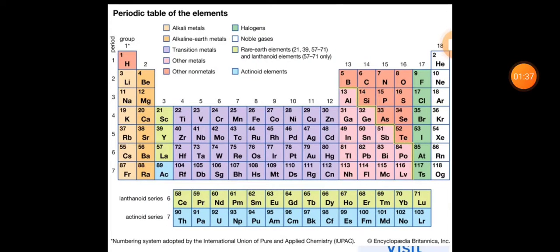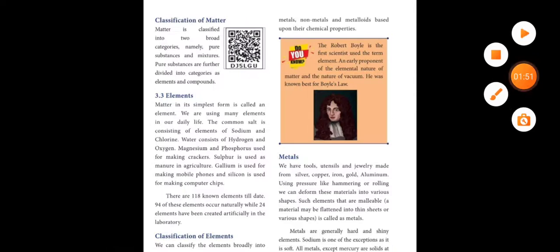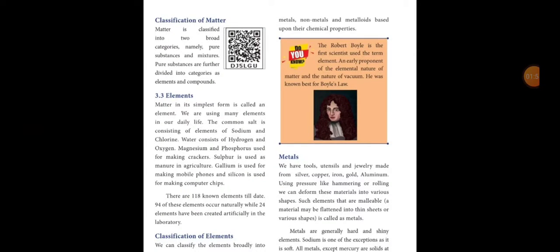There are 118 known elements to date. Out of these, 94 elements occur naturally. 24 elements are synthesized artificially in the lab. Classification of elements: we can classify the elements broadly into metals, non-metals and metalloids based on their chemical properties.